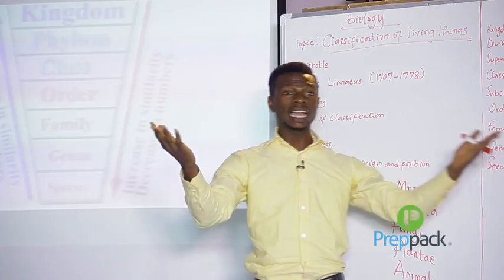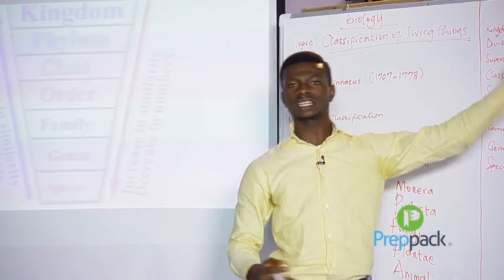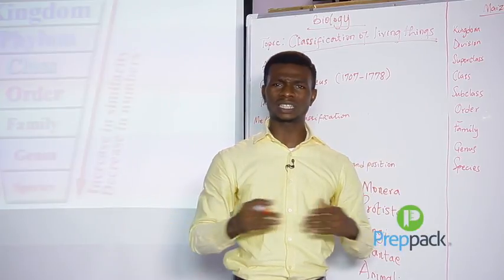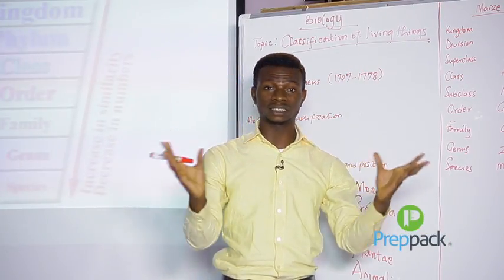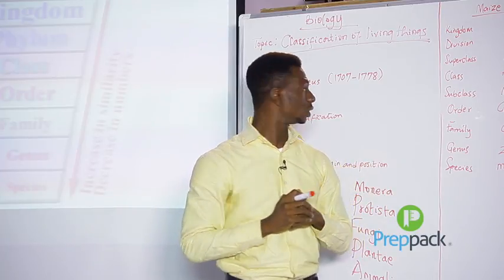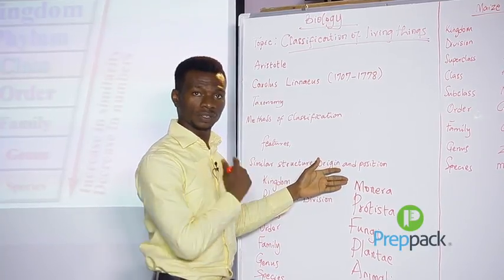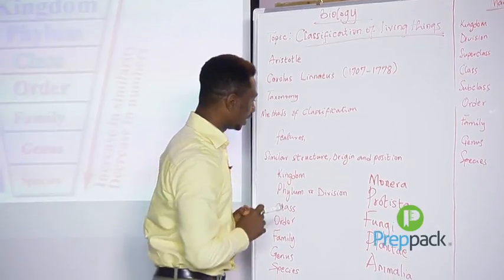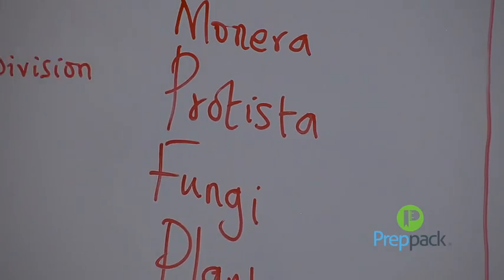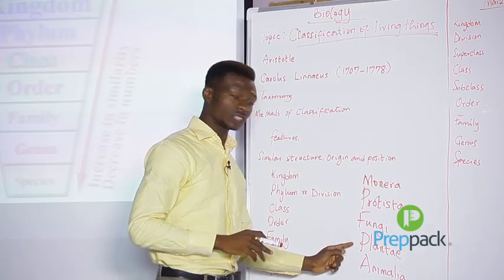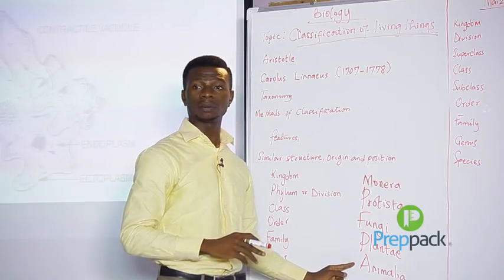Also, when you're coming up, you find out that there is a decrease in similarity. That's why in the animal kingdom, you have cats, you have goats, you have so many different kinds of animals, but they all are characterized as what? Animals. Now let us come back to the five kingdom classification of living things. Remember that I said the first of them is what? Kingdom Monera. Second, kingdom Protista. Third, kingdom Fungi. Fourth is kingdom Plantae. And of course, the fifth is kingdom Animalia.